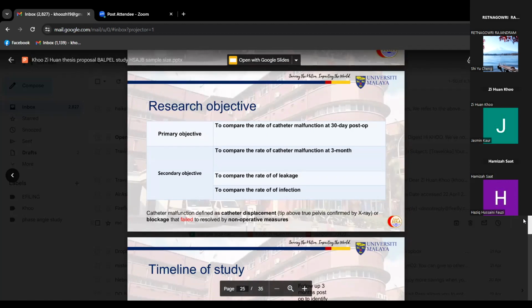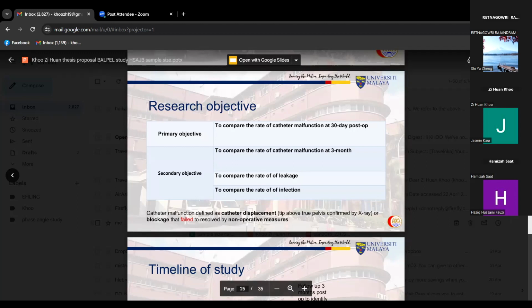To compare the rate at 30 days post-op, at 3 months. So that's all your secondary, okay? And then all of that. All right. So actually your main outcome measure then is the rate of catheter malfunction in the 30 days.